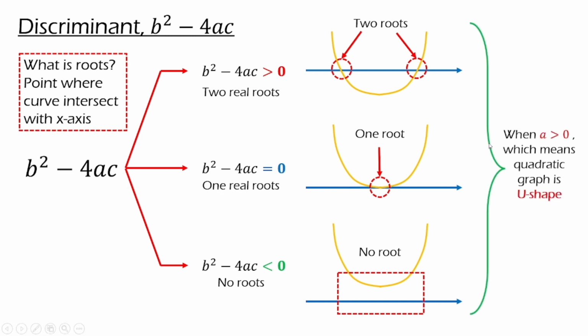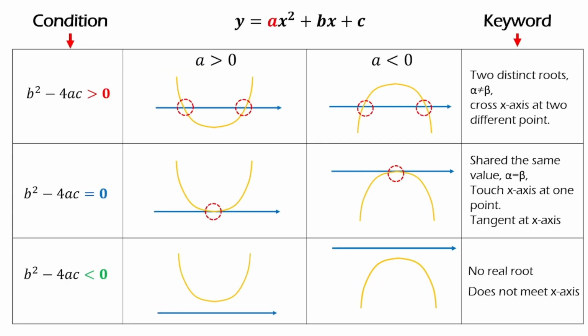This table applies when our a is larger than 0, which means our quadratic graph will look like a U-shape. I've also tabulated the case when our a is less than 0, which is an N-shape. On the right side, you can see I've also included keywords describing all the conditions. Now I think we are ready.